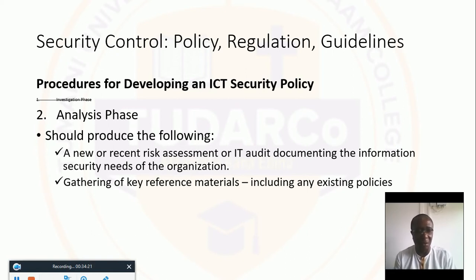Then follows the analysis phase. During analysis, we should produce the following: a new or recent risk assessment or IT audit documentation, documenting the information security needs of the organization. You should perform a recent risk assessment of your ICT system. This is where technical people in ICT come into place. Conducting a risk assessment requires technical know-how on how to do it for the ICT system. There should also be gathering of key reference materials. As I said, there are documents which you should prepare and you need them during the process of writing an ICT security policy. These are in the analysis phase.